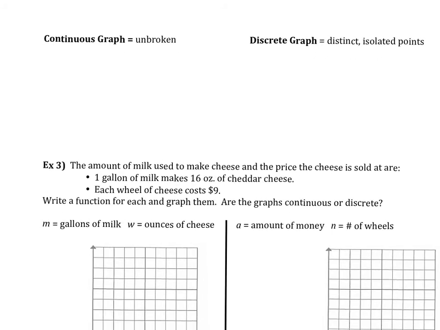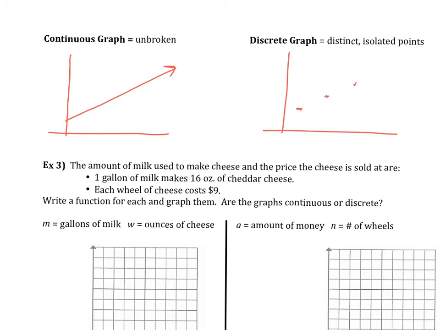So there's two different kinds of graphs, okay? There's a continuous graph and there's a discrete graph. A continuous graph is unbroken, like the one we just did was continuous, it keeps going. It will look something like this, right? Where it's just a line that's connected. Whereas a discrete graph is distinct, isolated points. Like this point works, and this point works, and this point works, but other ones don't. So a discrete graph is just dots. You don't draw the line in.